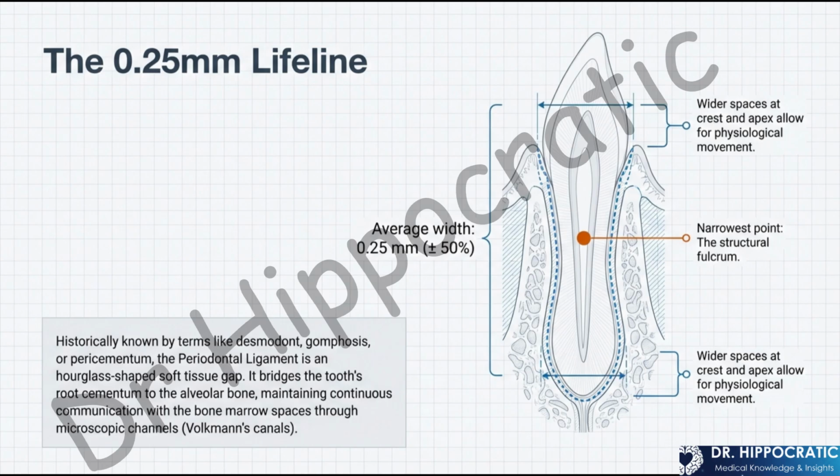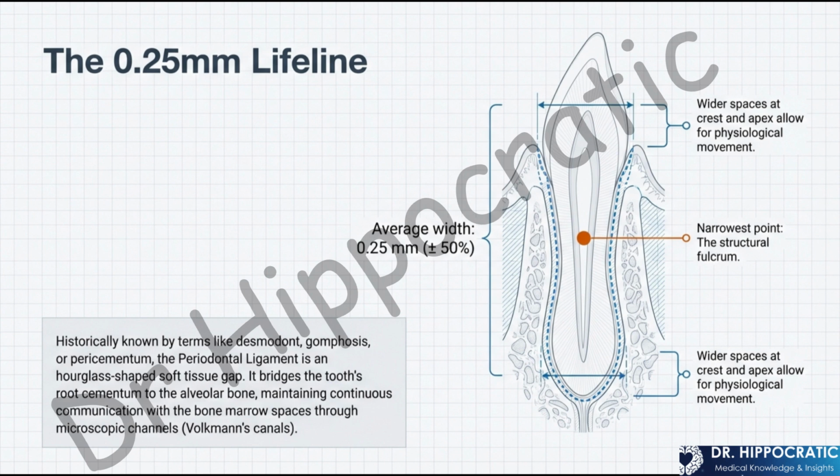It's tiny. Historically, scientists have called it a few different things, the desmodont, gomphosis, pericementum, but whatever term you prefer, the specific geometry of this tiny space is what's critical. Because of the hourglass shape. Yeah, the geometry is absolutely the key to the physics here.